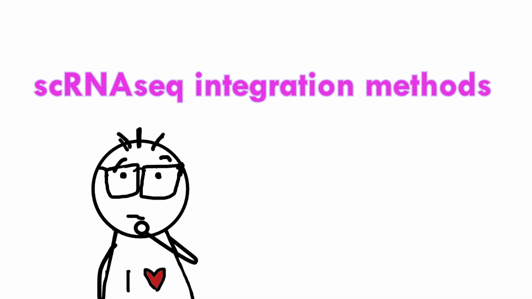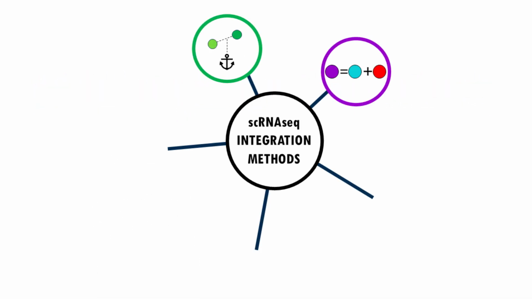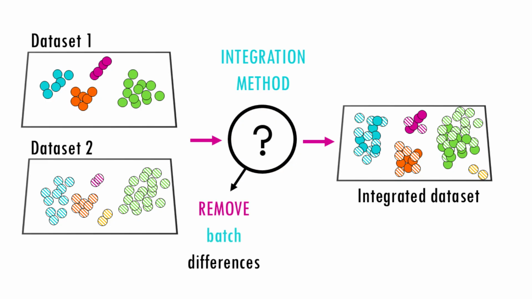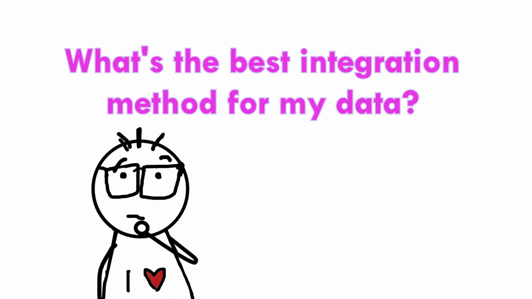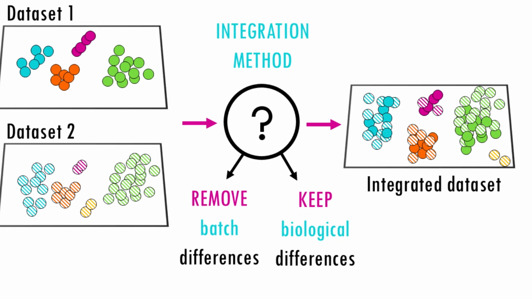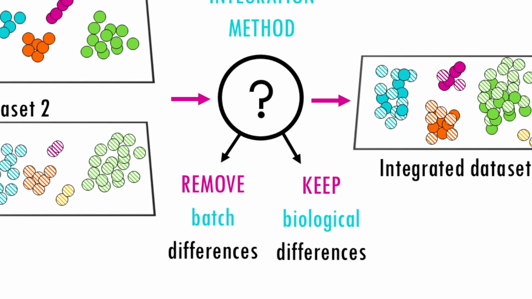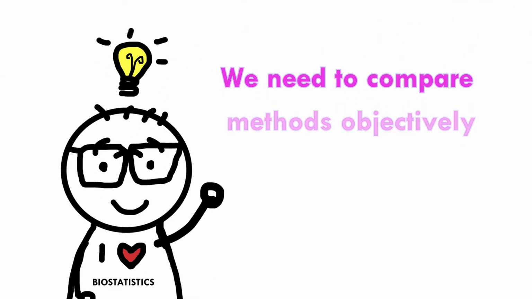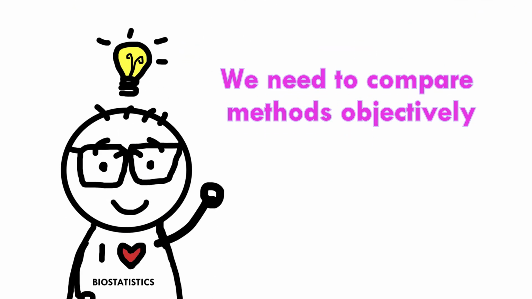Okay, so previously we presented different integration tools that follow different strategies to integrate data from different batches. And as I mentioned, integration methods essentially try to correct batch effects whilst preserving as much biological signal as possible. So now that it's time to integrate your data, how do you know which method is best? Essentially, we want to know how each method scores on how well it preserves biological signal and how well it removes the technical effects.